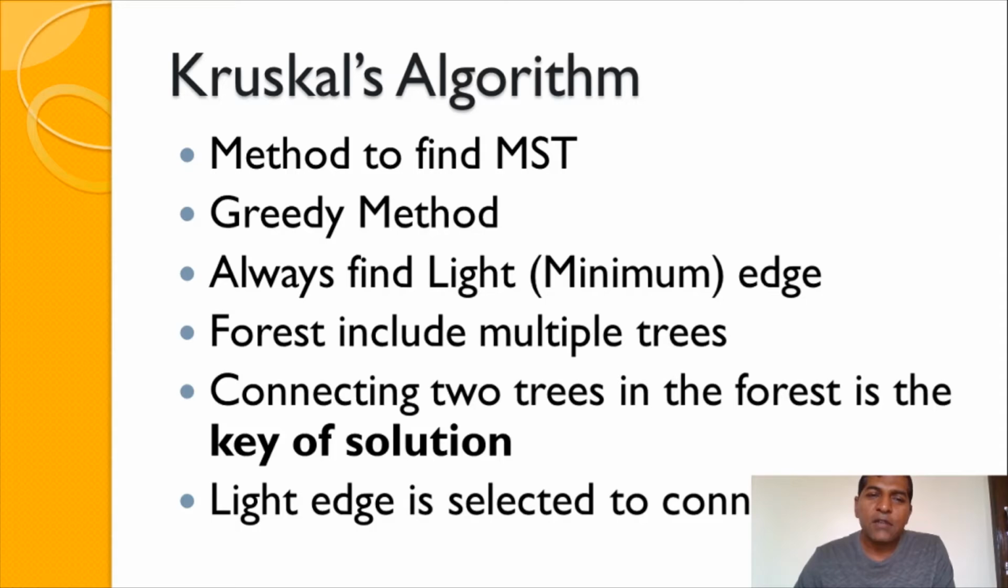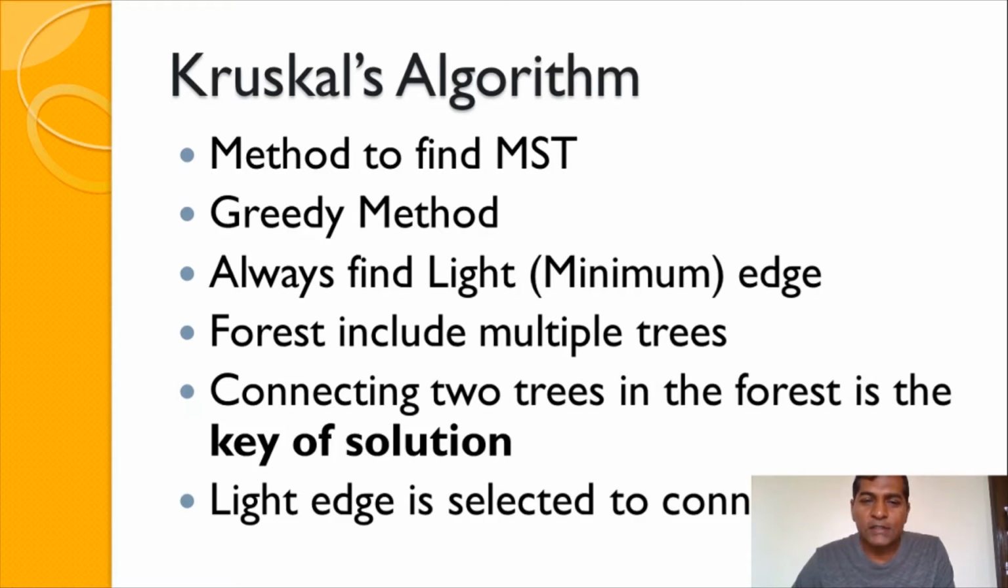As we said, we have two algorithms to use for the minimum spanning tree. The first one is Kruskal's, the other one is Prim's algorithm. We'll try to learn Kruskal's algorithm here, a method to find a minimum spanning tree. This is one of the most popular algorithms used to find a minimum spanning tree. This uses the greedy method, always finding a light, minimum edge. As and when the algorithm starts, it will always choose a minimum or light weighted edge. The edge which has the minimum weight will be selected first.